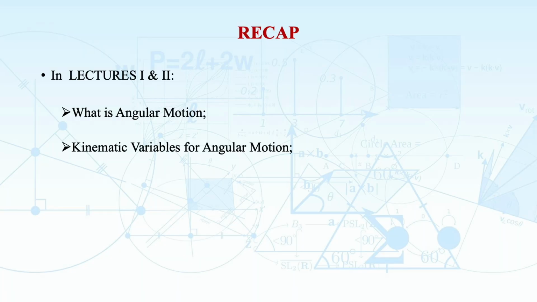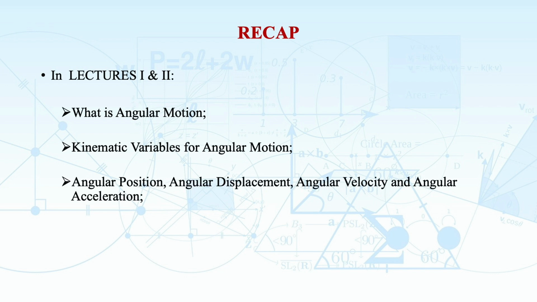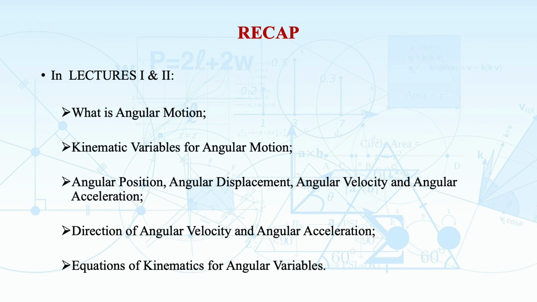In lecture 1, we also covered a definition of angular position, which is one of the important kinematic variables for angular motion. In lecture 2, we talked about angular displacement, angular velocity, angular acceleration, and we also introduced the kinematic equations for angular motion. So what is angular displacement? If you move from an angular position of theta 1 to an angular position of theta 2 in a time t1 to t2, then the angular displacement is given by theta 2 minus theta 1. As always, this is measured in radians.